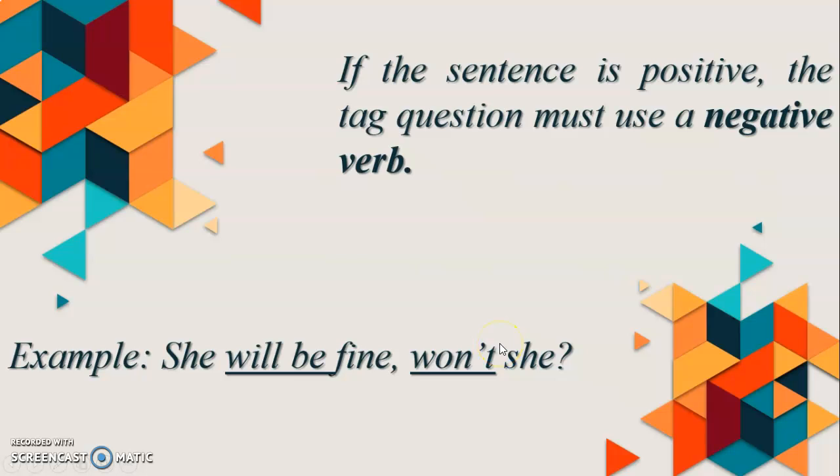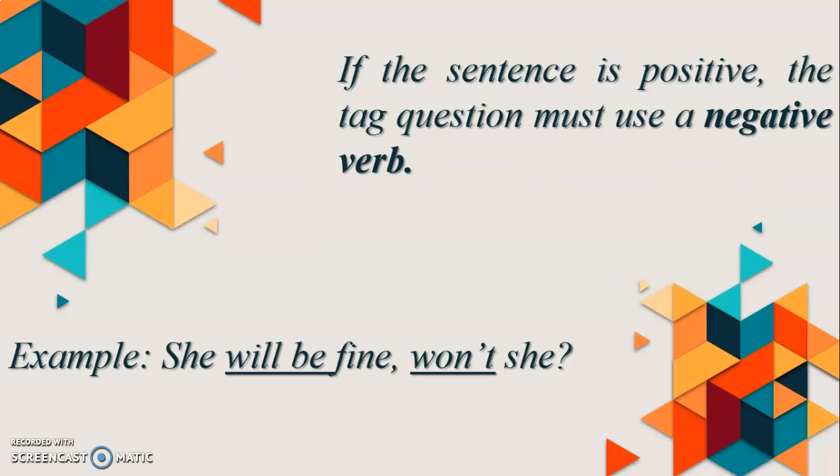And guys, something important. In the tag questions, we always use contractions. For example, it would be incorrect to say, she will be fine, will not she? And that sounds weird. So it is better to use the contraction. We do not write the full form. It is the same case to say, she is fine, isn't she?